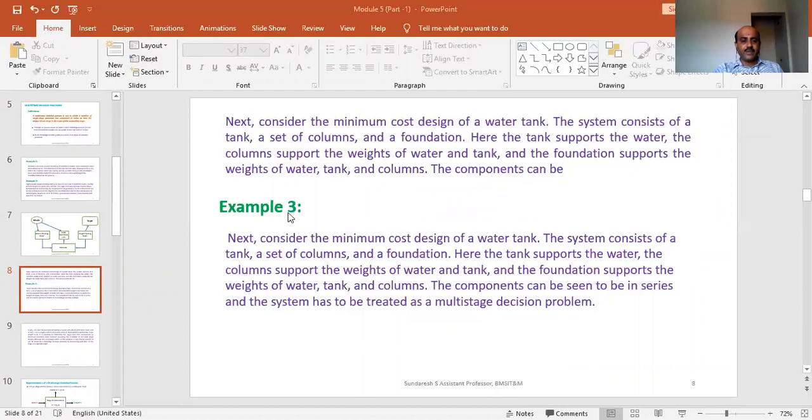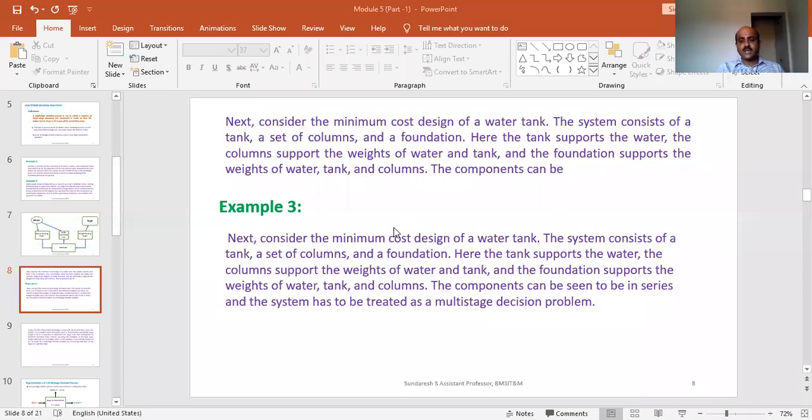Yeah, next we have example number 3. Here we consider a minimum cost design of a water tank. The system consists of a tank, a set of columns, and a foundation. Here the tank supports the water, the column supports the weight of the water and the tank, and the foundation supports the weights of the water, tank, and the column. The components can be seen to be in series, and the system has to be treated as a multi-stage decision.